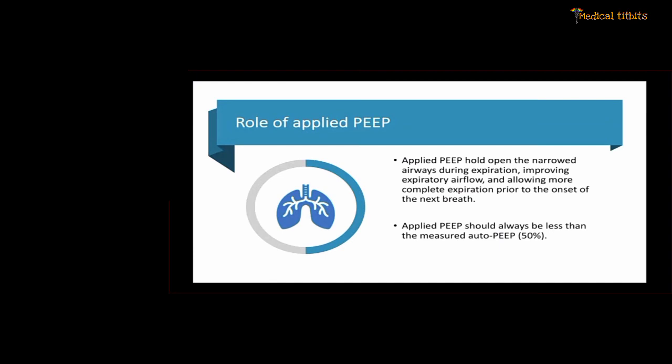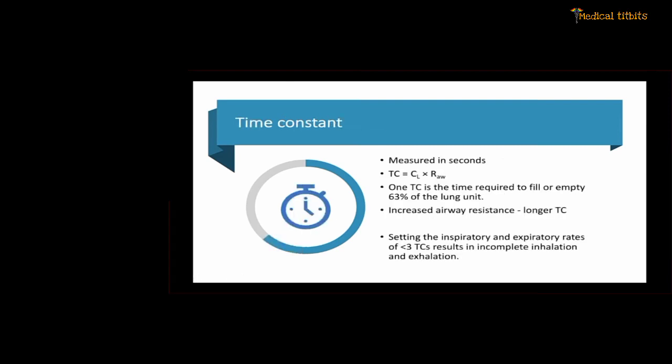The role of applied PEEP. Over and above that, you also apply PEEP. How does it help? Applied PEEP holds open the narrowed airways during expiration, improving the expiratory airflow and allowing more complete expiration prior to the onset of the next breath. Applied PEEP should always be less than the measured auto PEEP, maybe 50% or 2/3 of the auto PEEP, as per different authors. You need to understand what the time constant is to plan your expiratory time.